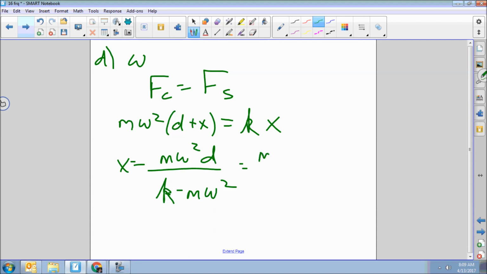So this is m omega squared d over k is 4 times m omega squared minus m times omega squared. Cool. And so you end up getting m omega squared d over 3 m omega squared, and you get d over 3. You simplify that. Good? All right, sorry. It's difficult stopping halfway through one of these problems.